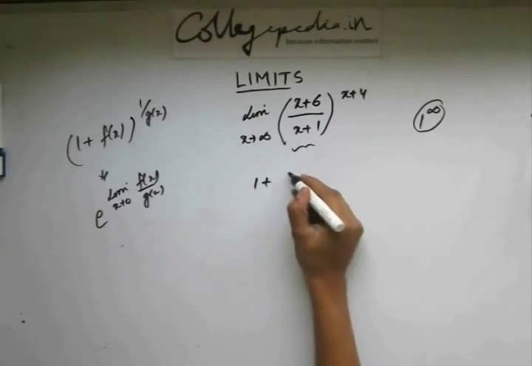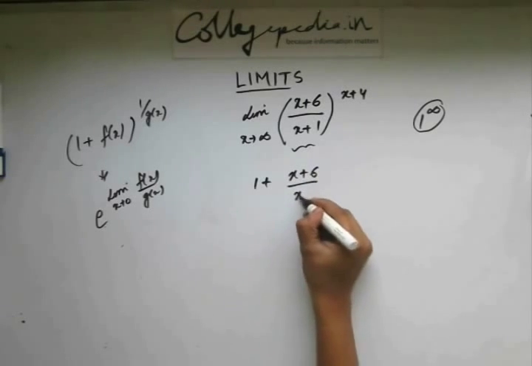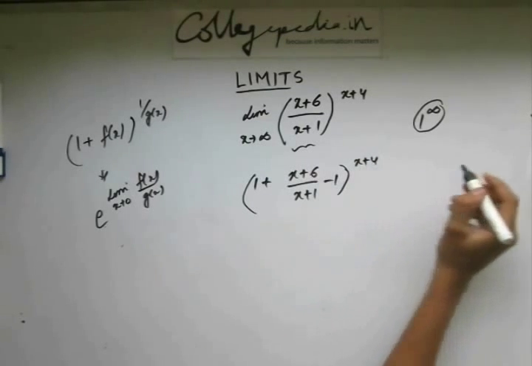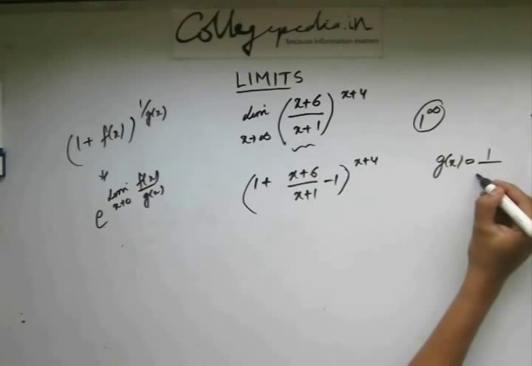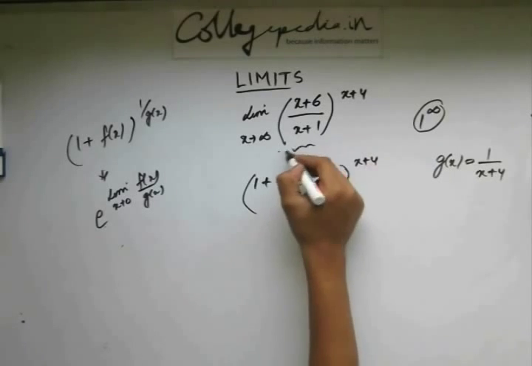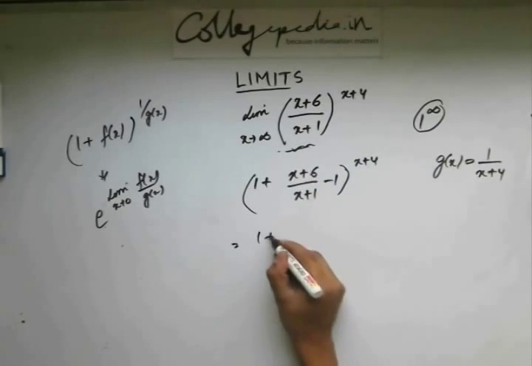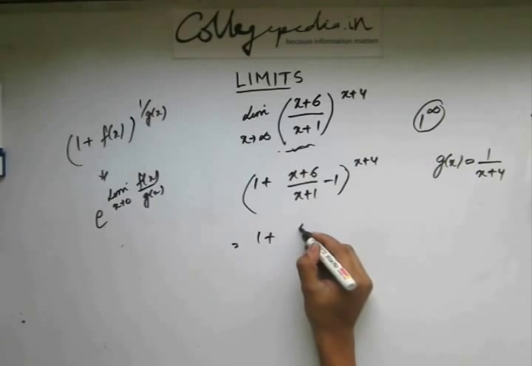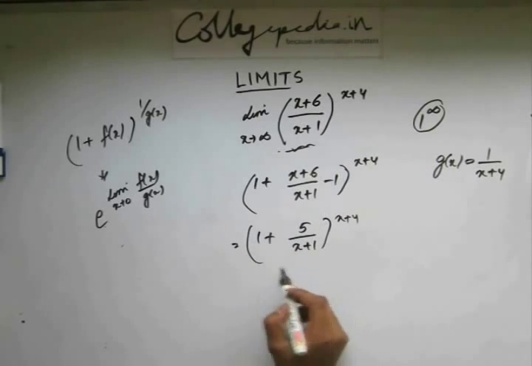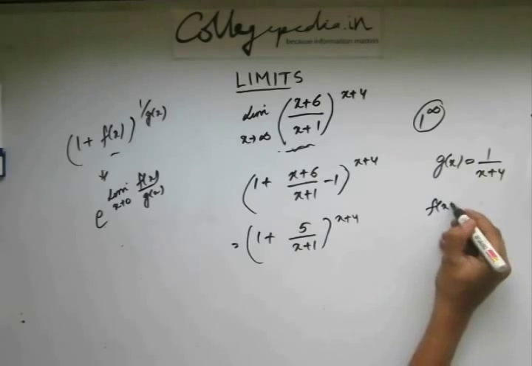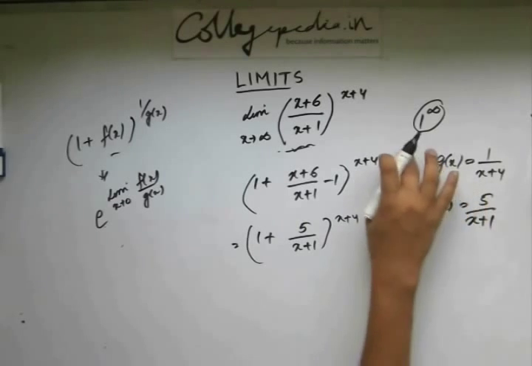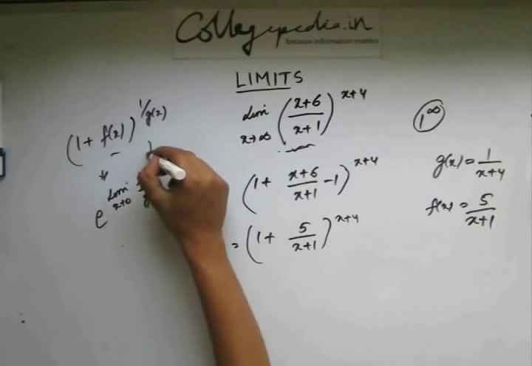I need something like 1 plus something. So let's add 1 here and then subtract here. gx is 1 by x plus 4, and you see that gx is approaching 0 as x approaches infinity. So this is fine. I need to manipulate this part. Now you see that I'll get 1 plus 5 by x plus 1. Now see that I have converted it to this form. My fx now is 5 by x plus 1, which in this case is approaching 0 as x approaches infinity. So I have satisfied this condition.